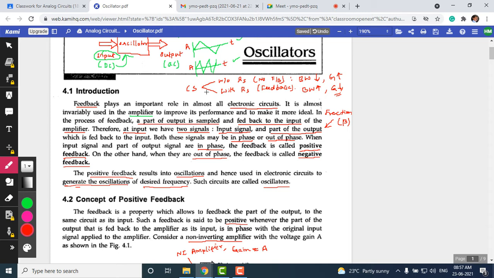So, that is what in case of amplifiers, the feedback is used to improve the performance, especially to reduce the distortion. We use feedback even to reduce harmonic noise. So, in amplifier circuits also we have come across the feedback. In the process of feedback, a part of the output is sampled and fed back to the input of the amplifier circuit. Okay, so that is the definition of feedback. Feedback means a certain portion of output is given back to the input. That is called the definition of a feedback.